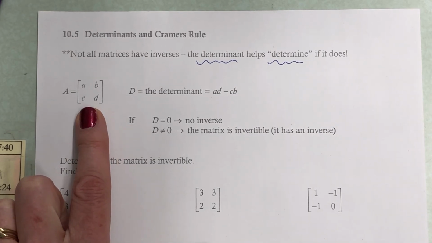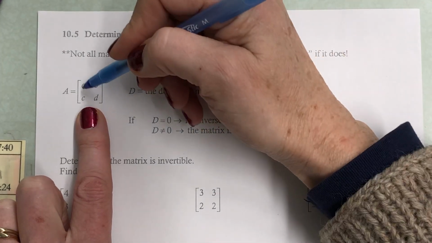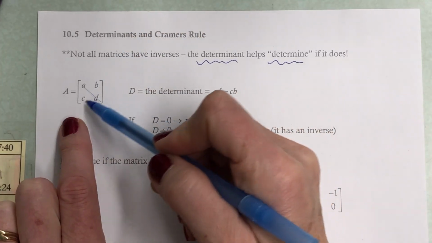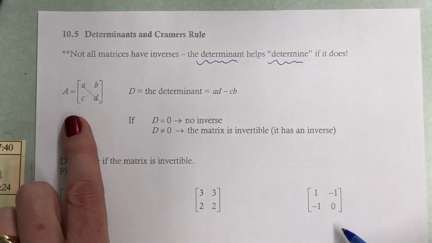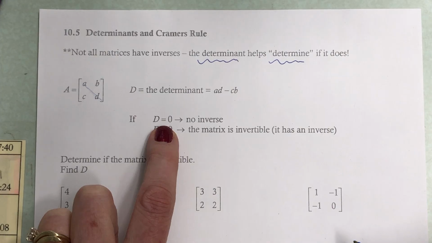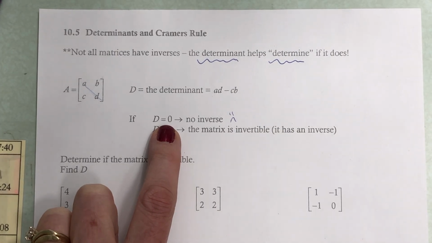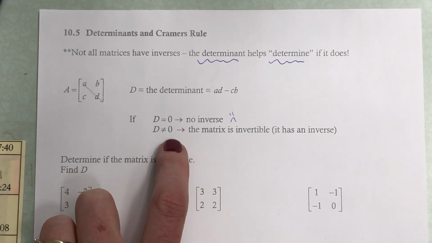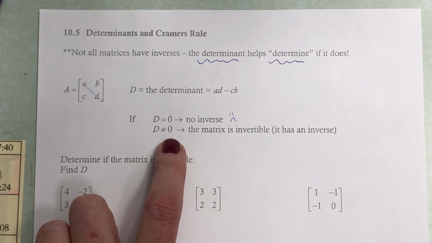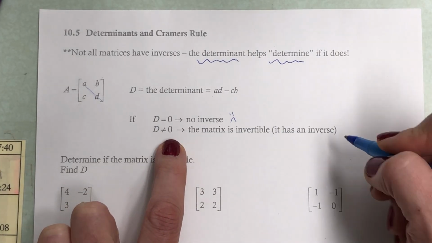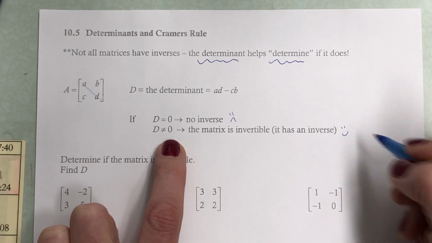This is a 2 by 2 matrix. And again, we have to be working with square matrices in order for it to work. Our determinant, what we're going to do is cross multiply A times D minus C times B. So if the determinant is equal to zero, then we have no inverse, all right? There's absolutely no inverse. Nothing you can do there, all right? If the determinant is not equal to zero, then it's invertible. It has an inverse, okay? So we're thrilled for that.